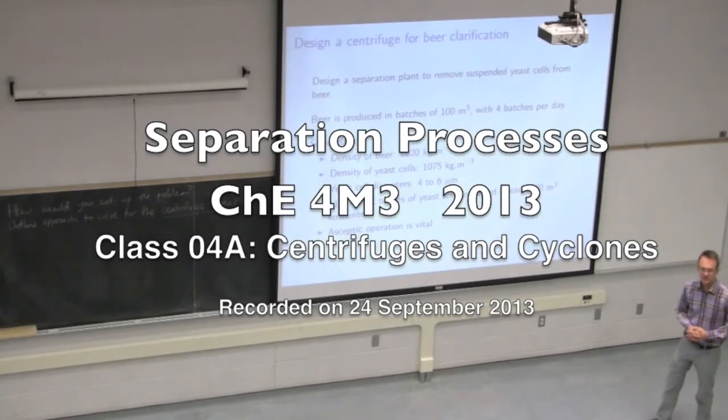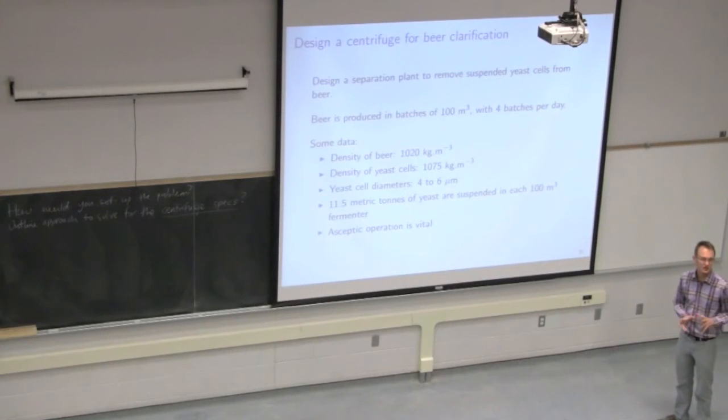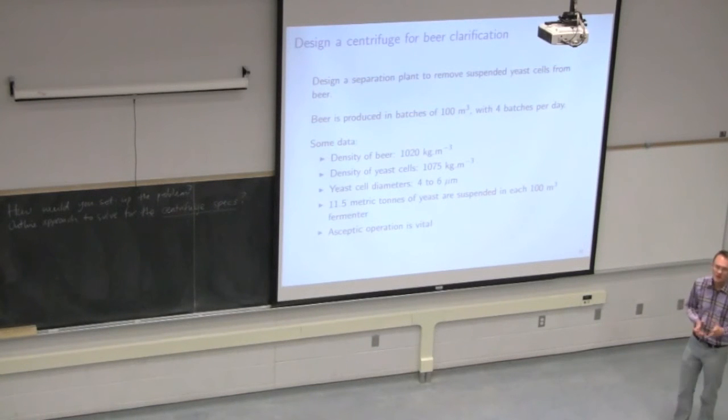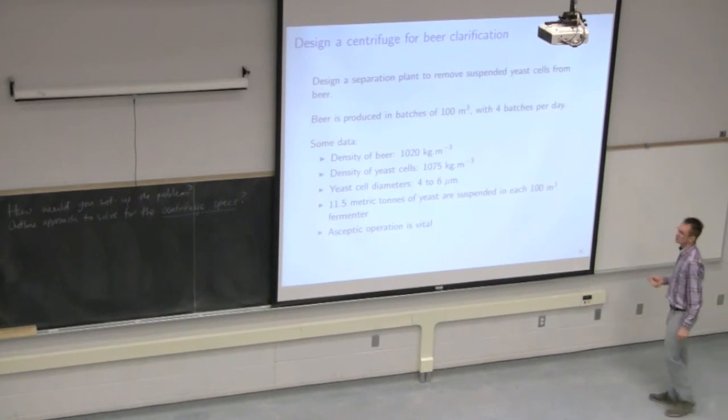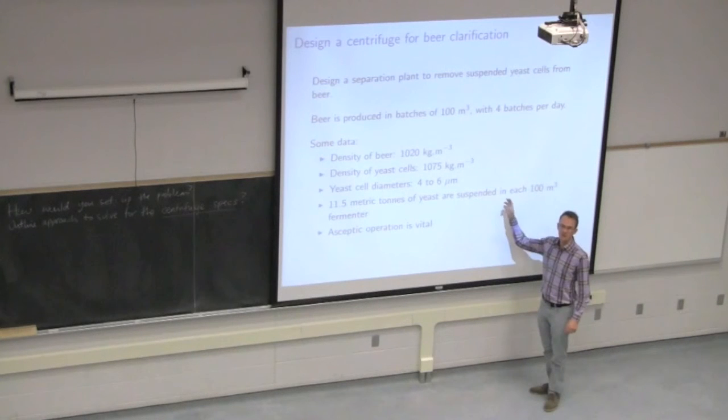In the previous section, we won't get started with the cyclone topic just yet. I want to cover this design question, where we consider the design of a separator, a centrifuge, to separate yeast from beer. This is a common step in any food production, especially beverage production, where you've got particles that you want to separate from the liquid.